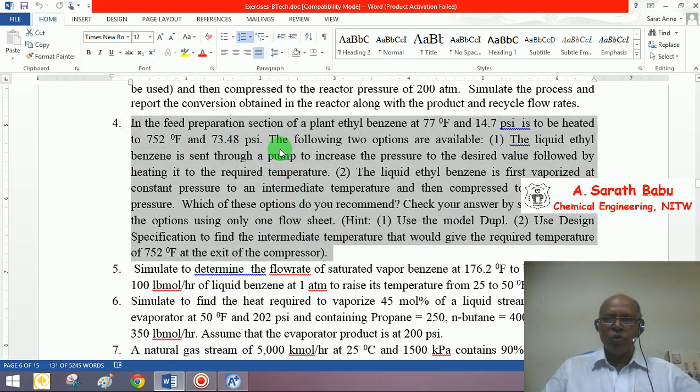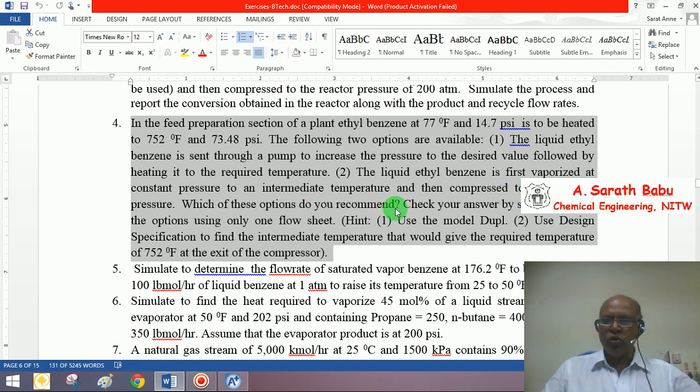Now as you can read from this problem statement, ethyl benzene from this temperature and pressure is to be heated to this temperature and should be compressed to this pressure. Now you have two possible options. Option 1 is the liquid ethyl benzene is sent through a pump to increase the pressure to the desired value, followed by heating it to the required temperature. The second option is the liquid ethyl benzene is first vaporized at constant pressure to an intermediate temperature and then compressed to the required pressure.